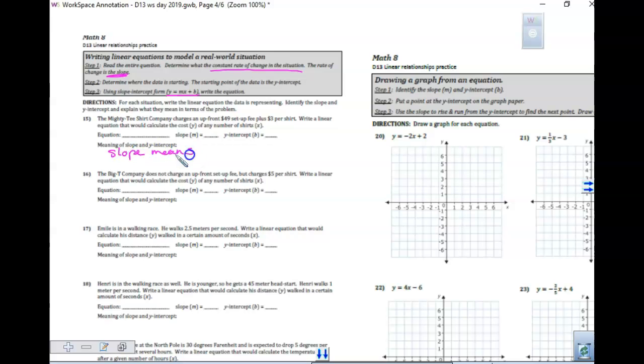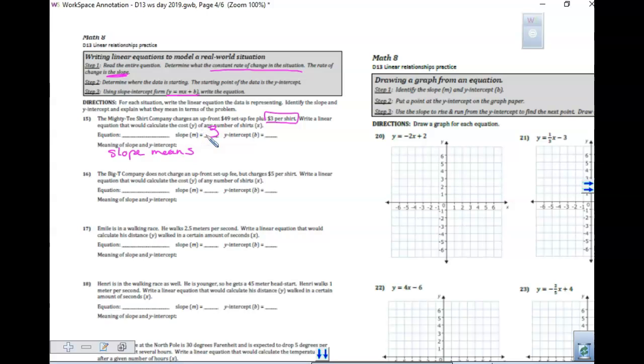What do you guys think the rate of change is, or my slope? Which one makes sense, the 49 or the 3? The 3, because it's per what? Per shirt, it's a unit rate. So when you look at these, look for the ones with the word per. That's trying to tell you your slope. So in this case, the slope is 3.